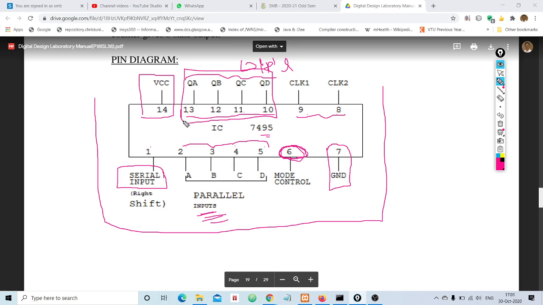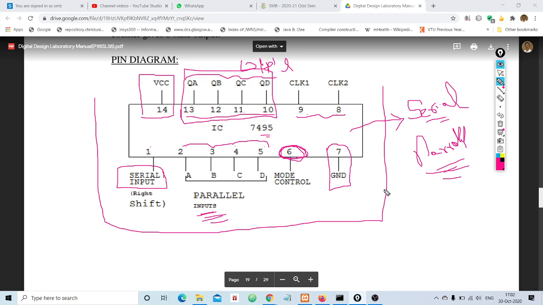Now one important point you need to be aware of along with this is, this shift register or this IC can work in two modes. One is serial mode, at a high level, and the second mode is parallel mode. At a high level you can use this IC in two modes of operation: one is serial mode and the other is parallel mode.